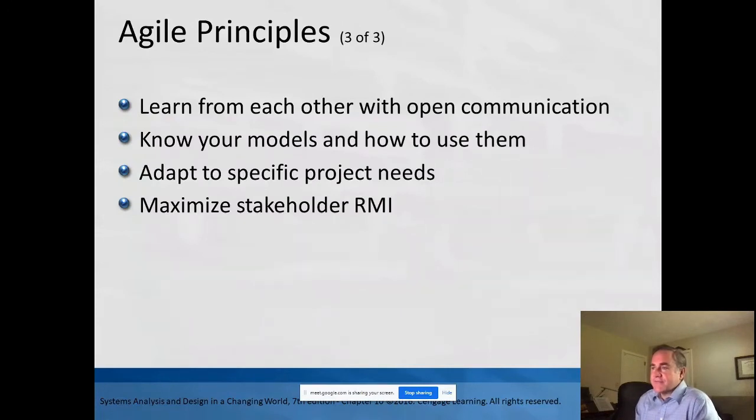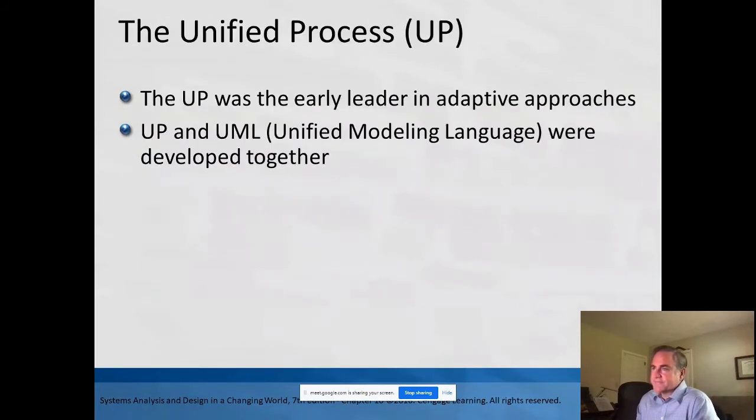Open communication is very important. You got to learn from each other. You should definitely know your models. And as your project moves along and changes, be ready to adapt. Be ready to change what the project is in order to understand the current state of what the organization is. And then, as we said before, maximize your stakeholder return on investment. All right, let's move on to the unified process.